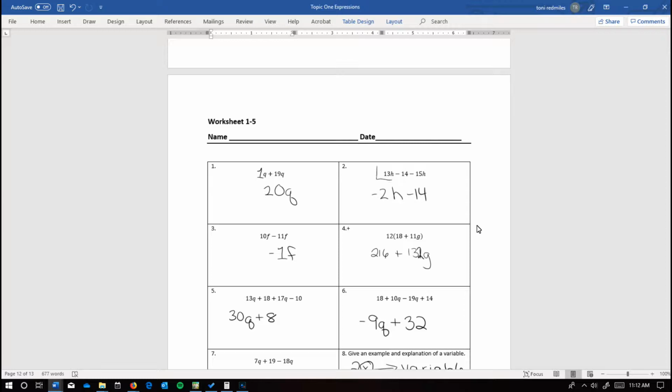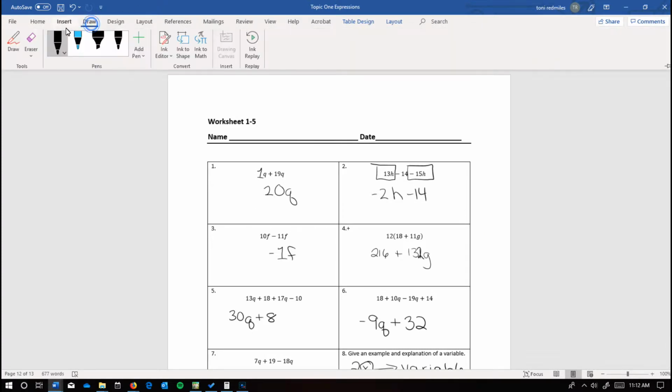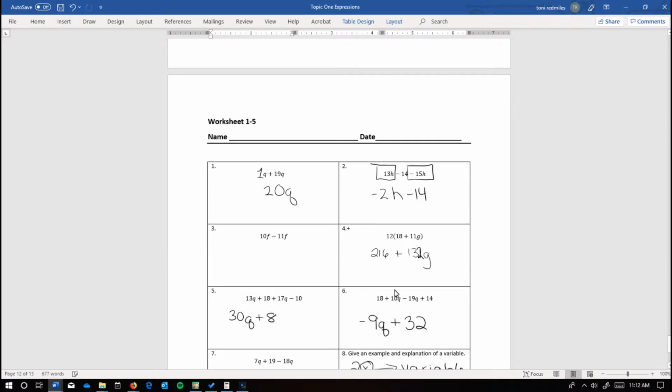All right, in this one, 13h is like with negative 15h. So I'm actually subtracting. They have different signs, so I subtract 15 and 13 and get 2. I take the sign of the bigger absolute value, which is 15, and it's negative, so it's a negative 2h. The negative 14 is not like with anything, so it just comes on down. All right, I'm going to erase some of these because I'm going to rewrite what I'm doing. I think it makes it a lot easier to see the process when I do that.